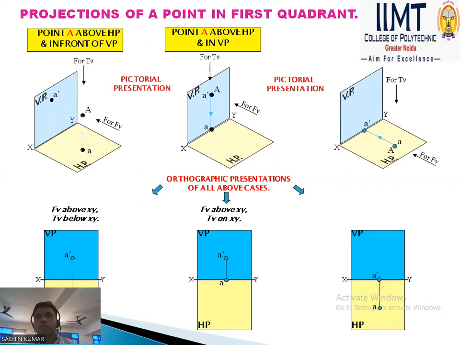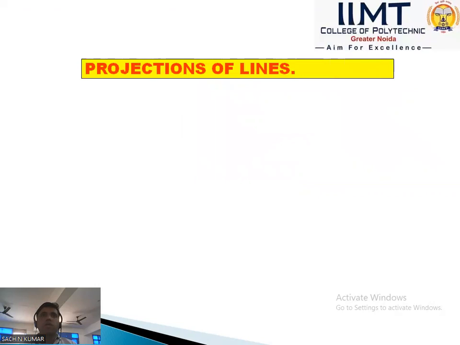In case of the third quadrant, the point lies in the HP, which means the front view always goes to the XY line, because if you see in the front view, A dash is on the XY line. So we have discussed this in the projection of point. Projection of point means using four quadrants: first quadrant, second quadrant, third quadrant, and fourth quadrant.